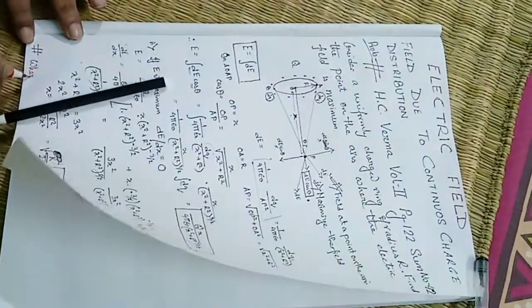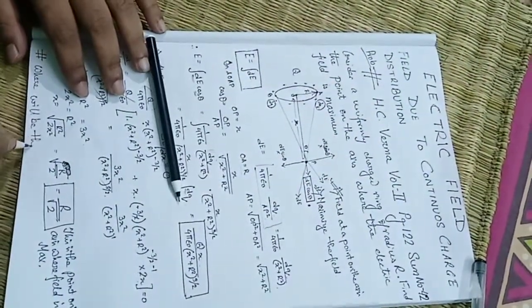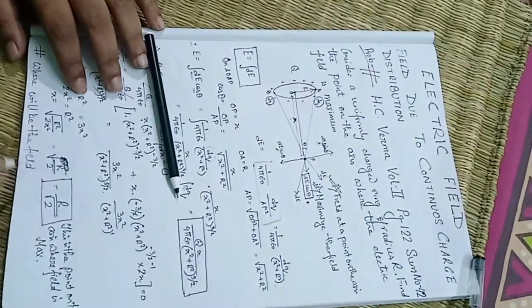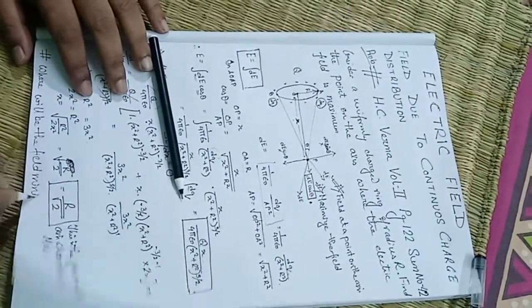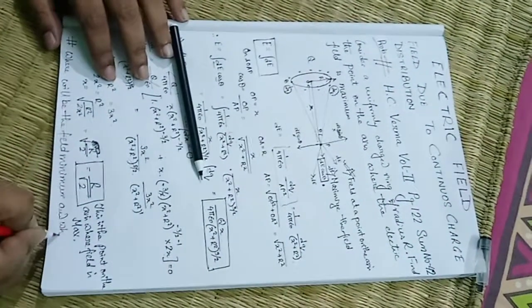Now the question is, where will the field be minimum and what is its value?